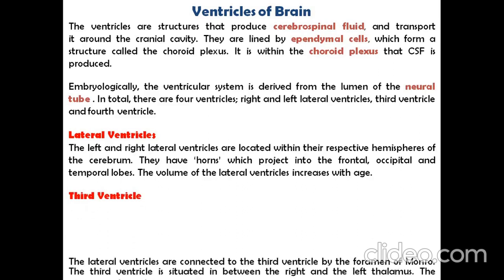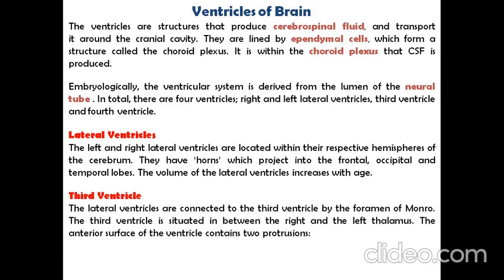Next one is the third ventricle. The lateral ventricles are connected to the third ventricle by the foramina of Monro. The third ventricle is situated in between the right and the left thalamus. The anterior surface of the ventricle contains a protrusion.